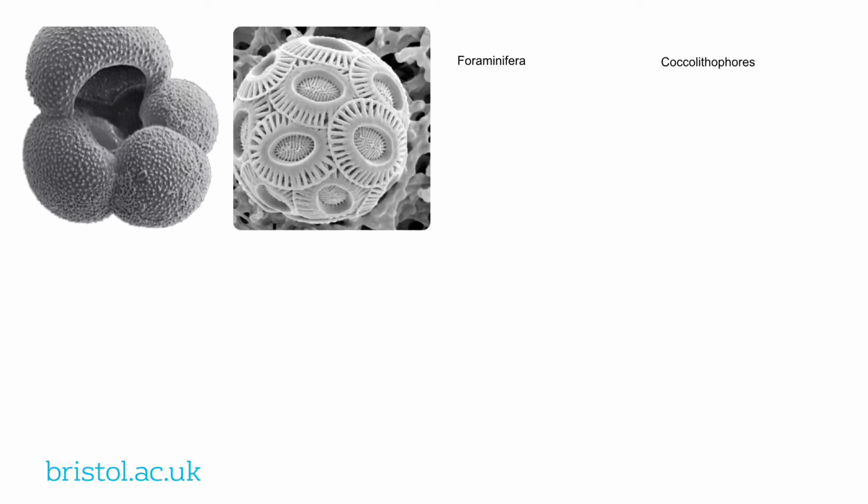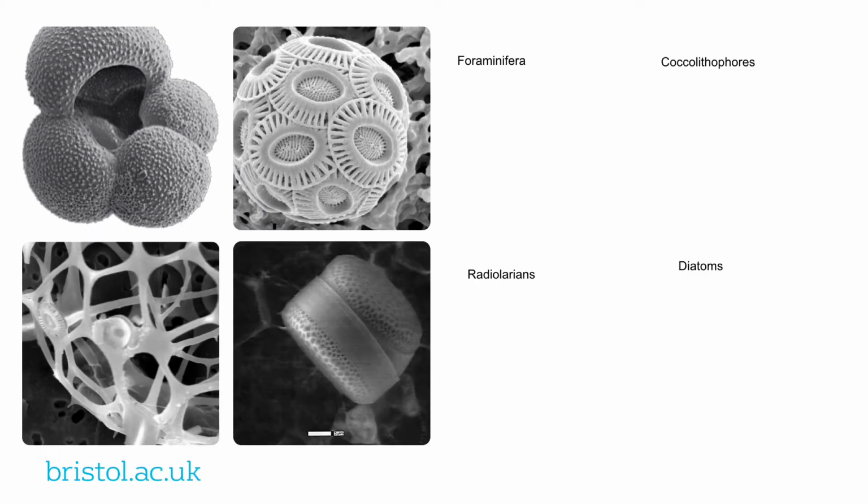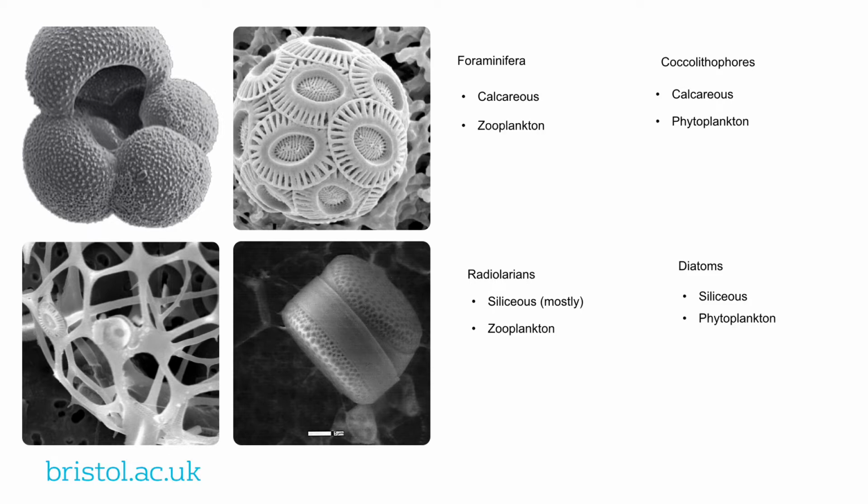So we can focus on plankton, tiny marine organisms. In the course, we mainly look at four main groups: foraminifera, coccolithophores, radiolarians, and diatoms. And they can be split in two ways, by what their skeleton is made up of. In the case of foraminifera and coccolithophores, this is calcium carbonate, calcareous, whereas radiolarians and diatoms are made up of silica, siliceous. They can also be split by what type of plankton they are.